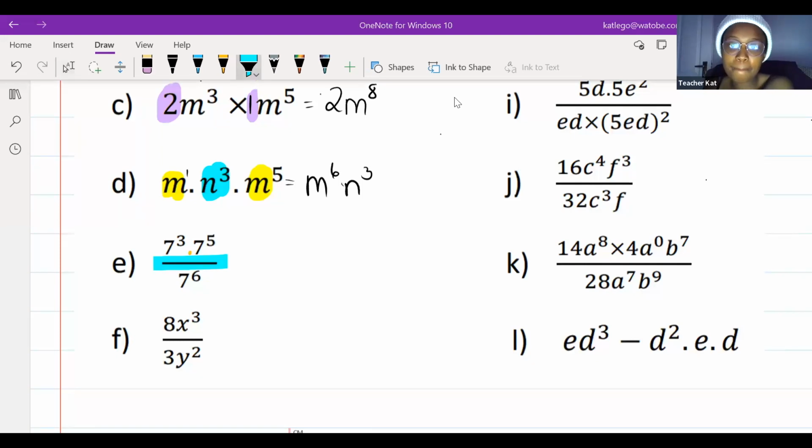Ma'am, I think when you divide, you subtract your exponent. That would be true. Do you want to do this one with me? Oh, yes, ma'am, please. Let's do it. Okay, so what should I write?